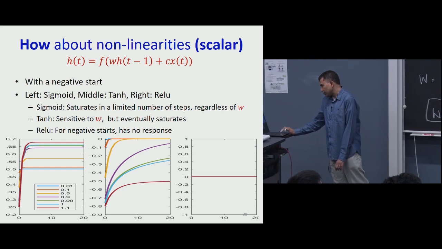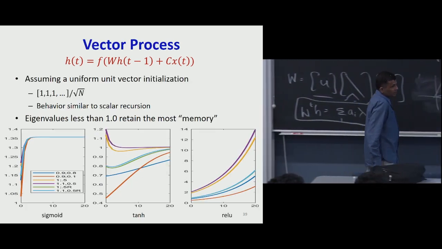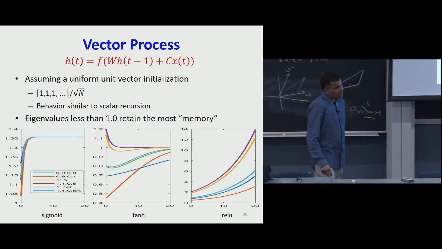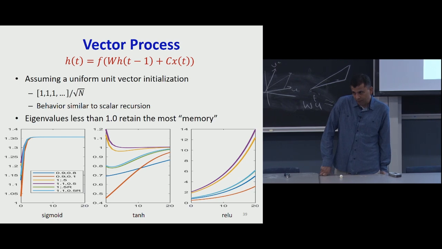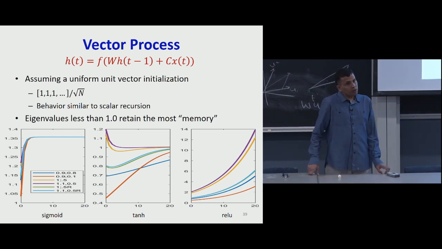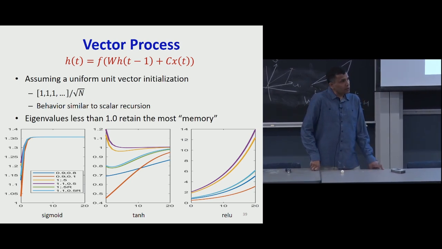Let me take this again to a vector equation. Here I've done the same thing, now applying it to vectors. What I'm plotting is the length of the hidden vector. I've initialized this with a unit vector where all components are +1. And once again, you can see that if I use a sigmoid activation, the length of the hidden vector very quickly saturates to a fixed value, right?